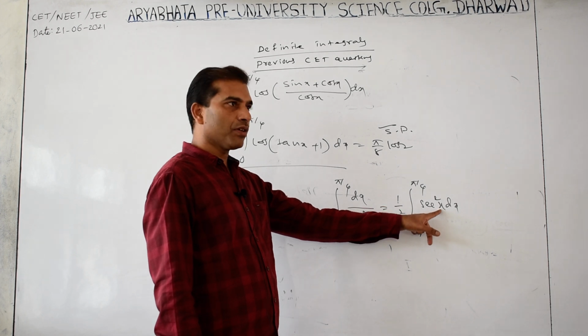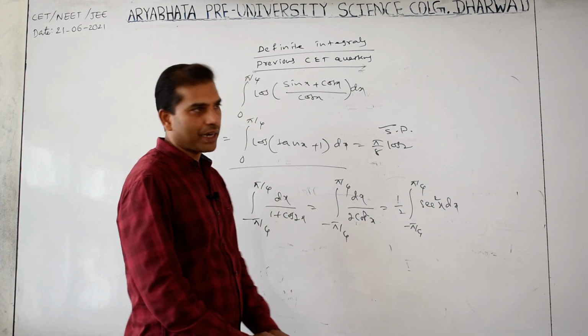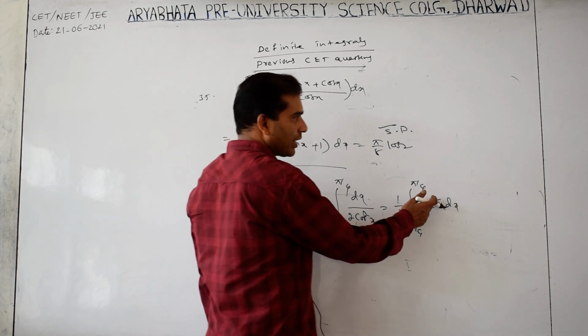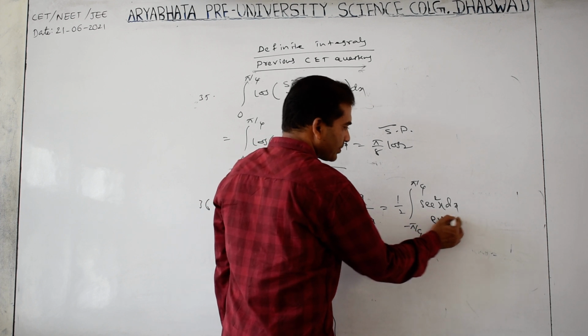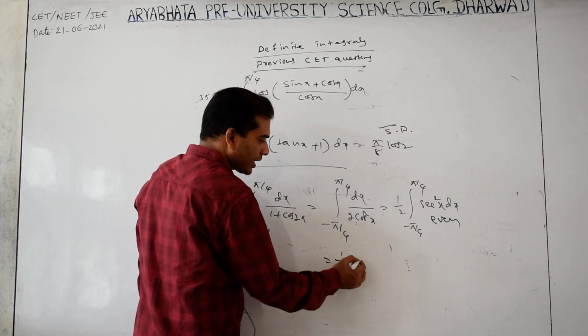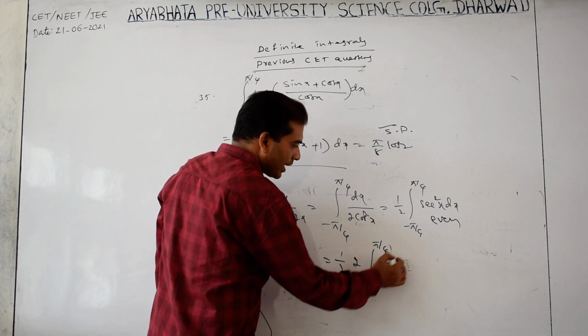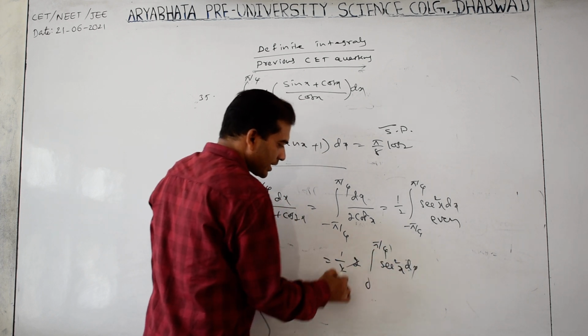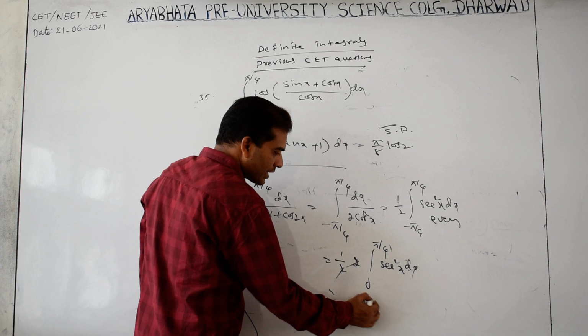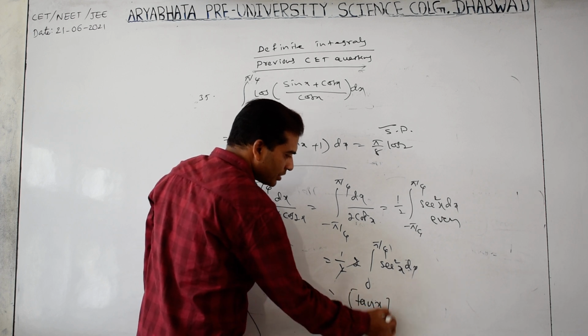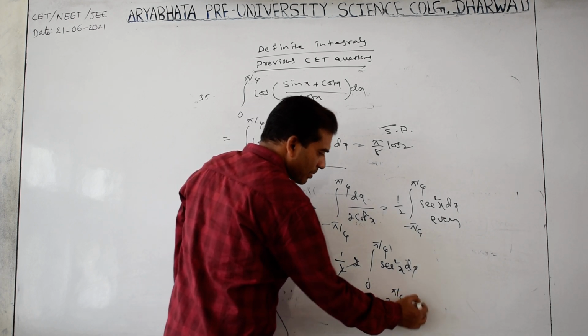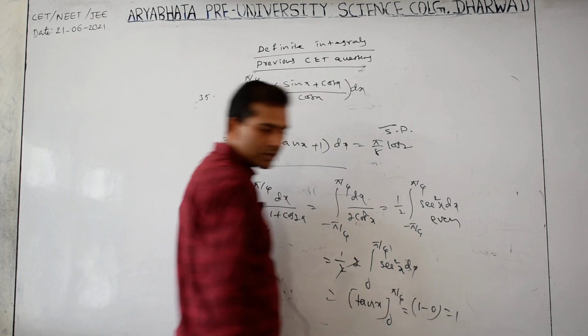If we put x equal to minus x, sec of minus x is sec x and it is squared, so it is even. If it is even, we can write 2 into integration from 0 to pi by 4 secant square x dx. The 2 gets cancelled. The integration of secant square x is tan x, limits 0 to pi by 4. Tan pi by 4 is 1, minus 0, which is equal to 1.